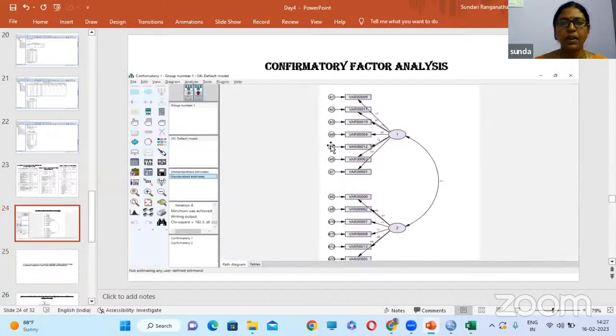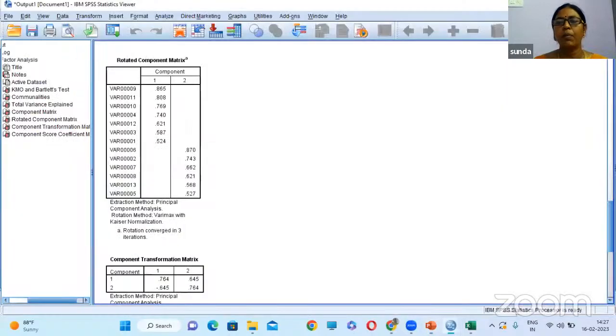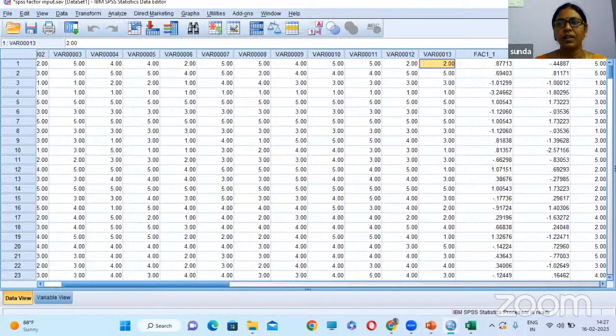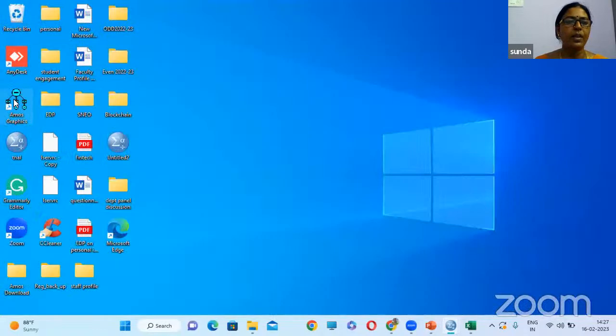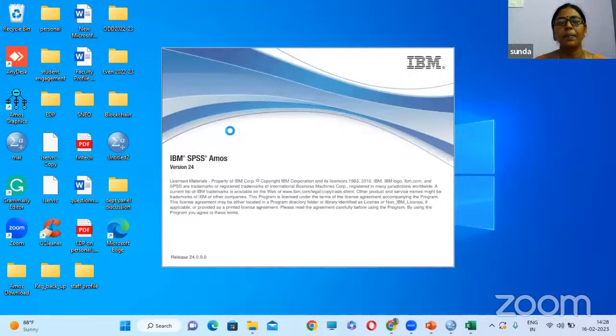So this is how confirmatory factor analysis is applied. This is applied by using AMOS. AMOS is also an IBM product. So you can open AMOS Graphics and test. AMOS itself is one big ocean of software that is also from IBM.